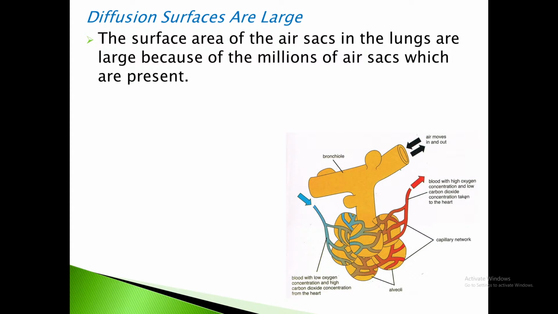So they are saying that the surface area of the air sacs in the lungs is large because of the millions of air sacs which are present. On the screen you're only seeing 6. They are saying that in real life situations in humans, we have millions of them.